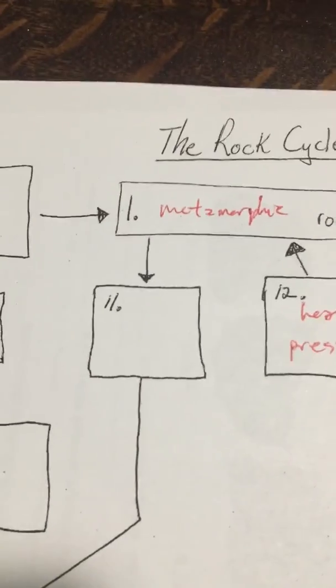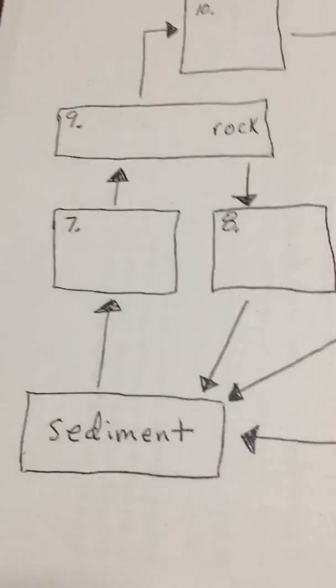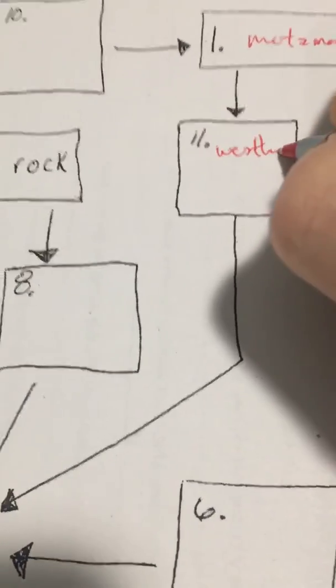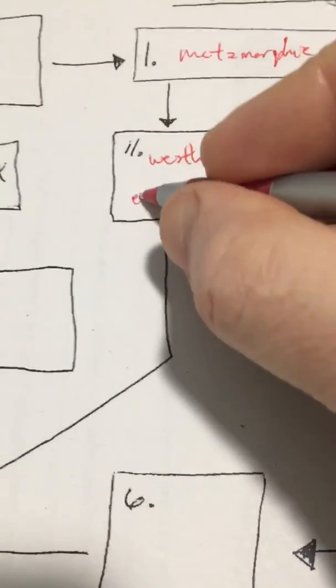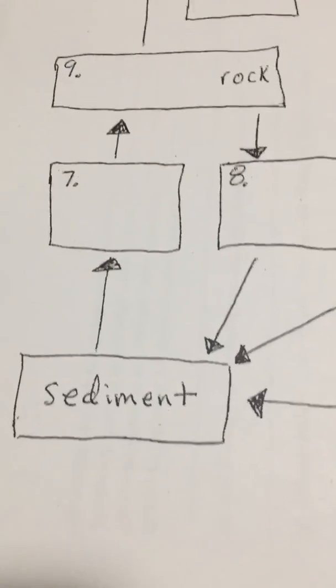Okay, and then metamorphic rock can undergo a process where it can become sediments. So how does metamorphic rock undergo a process to become sediments? Well, it can undergo weathering and erosion and become sediments. And then those sediments in turn can undergo a process to become another type of rock.